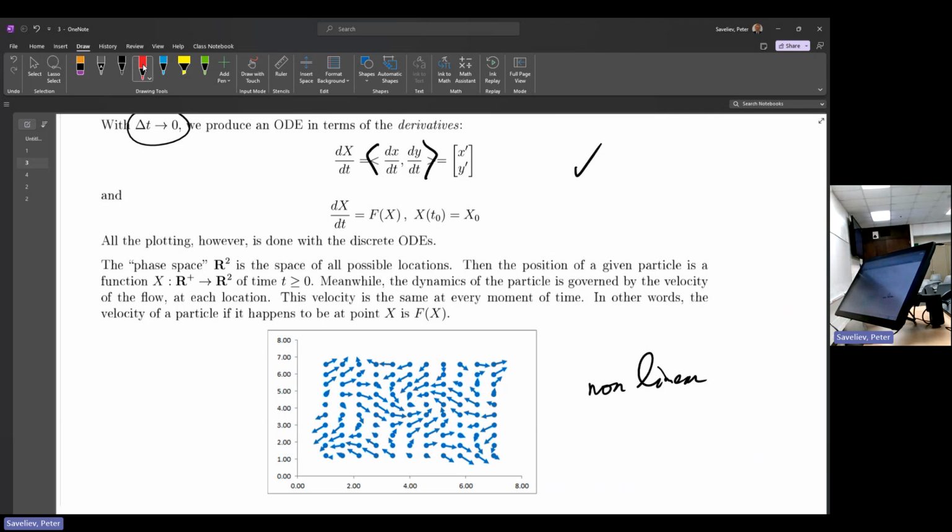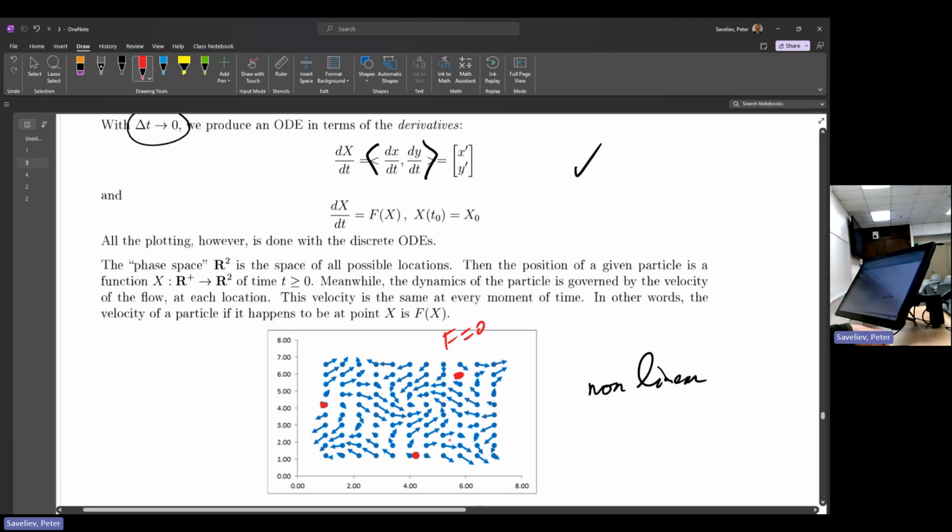But there are places where the linearization idea comes into play. If we just look at some of the points, there is a singular point. So this one is singular, this one is a singular point, whereas this one is a singular point. That's where f is equal to zero, at those red points. If we concentrate on the vicinity of that point, we could linearize, although we're actually not going to be doing it.